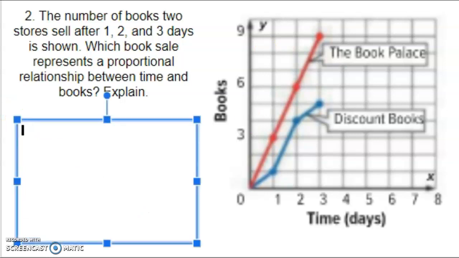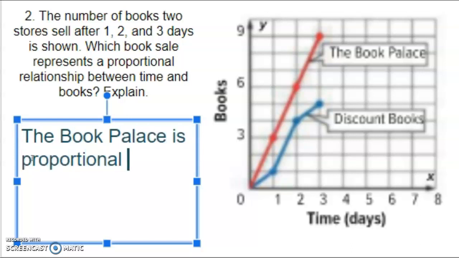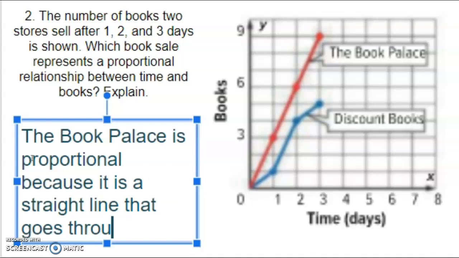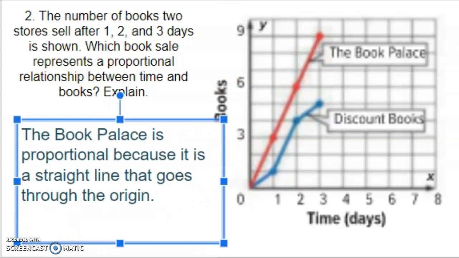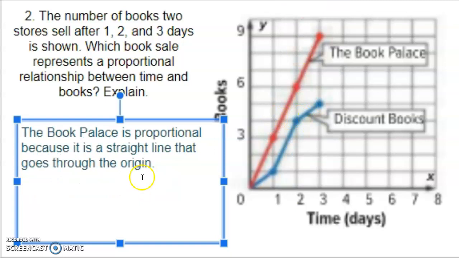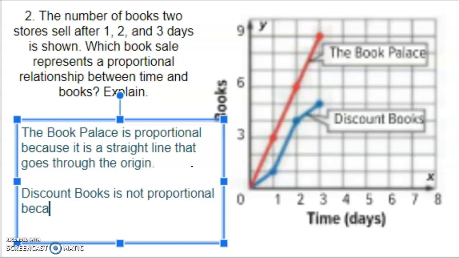So in my little box, let's use blue for this one. Which book sale represents a proportional relationship? We're going to say the Book Palace is proportional because it is a straight line that goes through the origin. You could add that also. I ran out of room because I made my font too big. Discount books is not proportional because the line isn't straight. Hopefully that is easy for you guys to do.